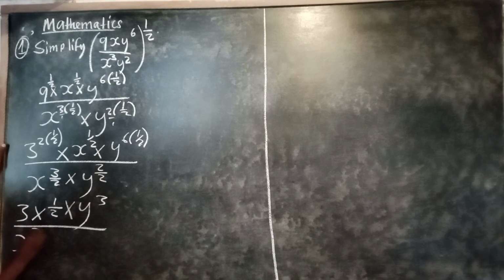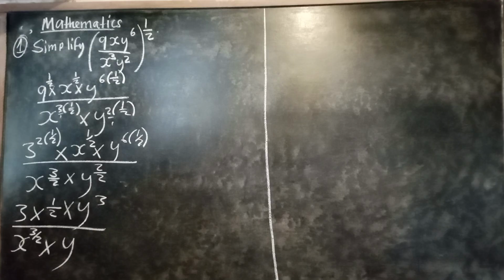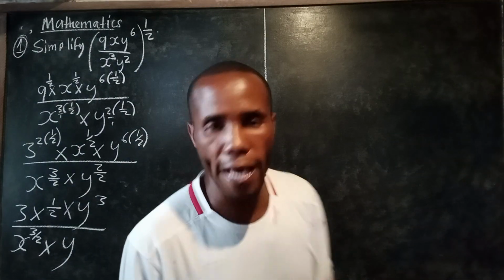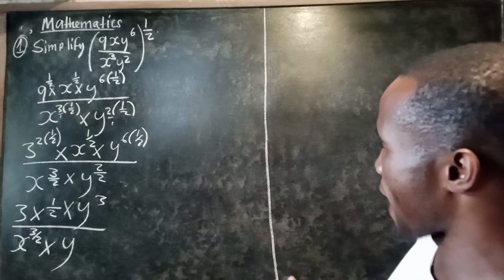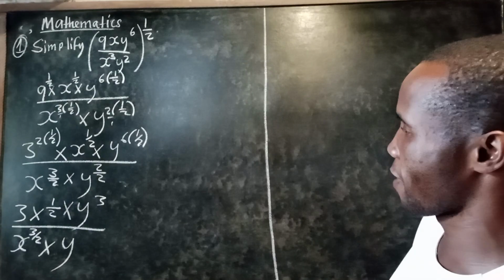Then from there, you can say x^(3/2) times y^(2/2) is 1. So there we can't get anything. Okay. Then from there, what next? We are now going to arrange those numbers accordingly, just like the way they are.